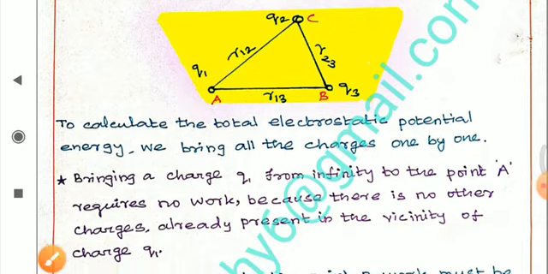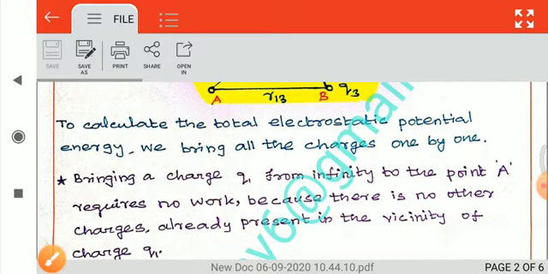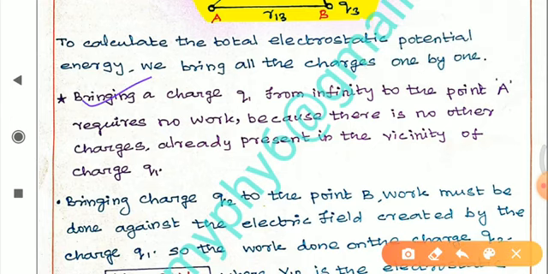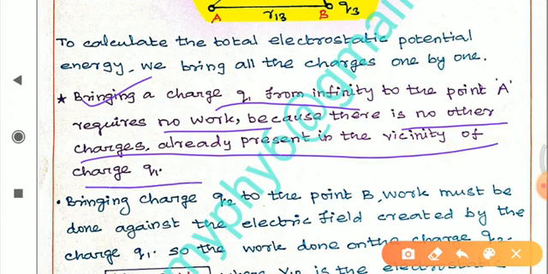Now we can see one by one. In the first point, bringing the charge q1 from infinity to that point, no work is required because there are no other charges already present in the vicinity of q1. That means there is no other point charge before the charge q1. So no work is needed, no repulsive force will be there, no field, no potential, because this is the first charge we are going to bring from infinity to that point.